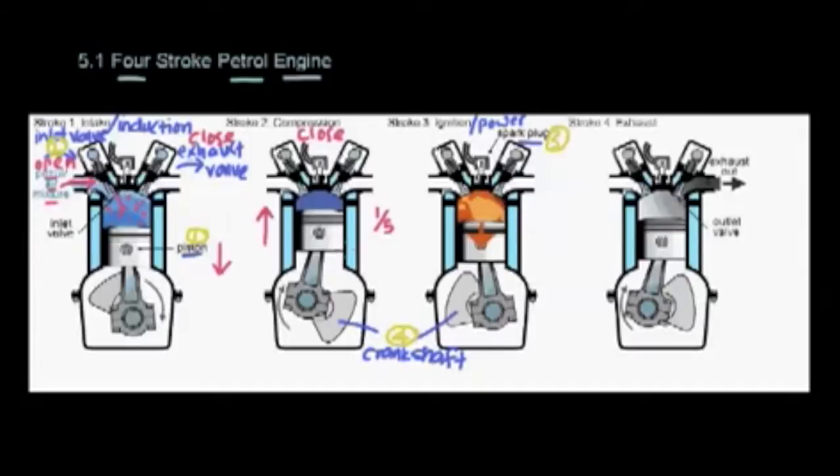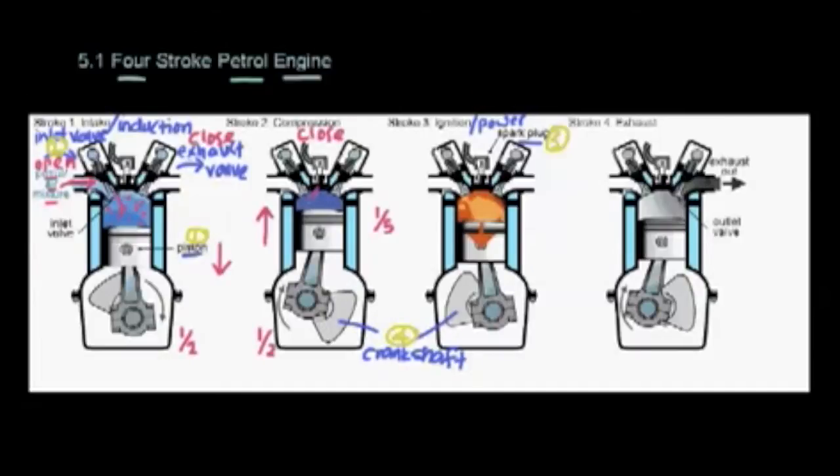The crankshaft will turn half a cycle. So in the induction stroke, the crankshaft actually turns half around, and in the compression stroke it turns another half round, so it will make it one complete turn, right? We call it one complete revolution. Now back to the spark plug. The spark plug now produces sparks, right?